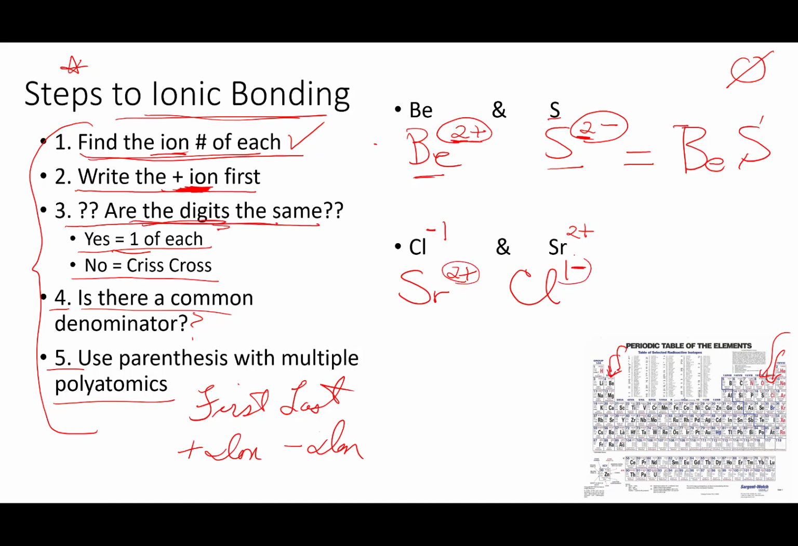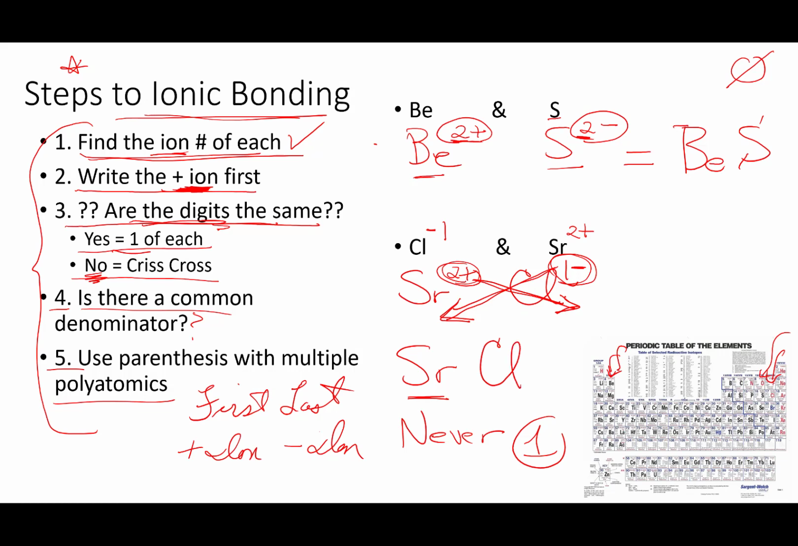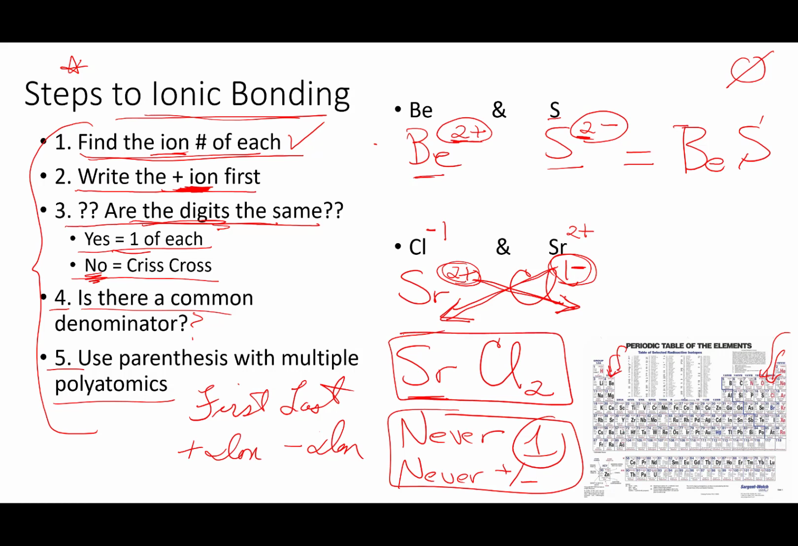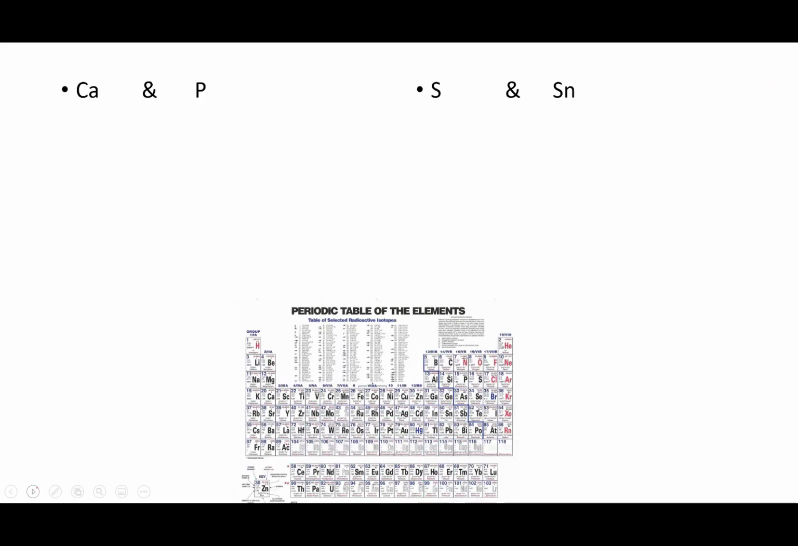This is a 2, this is a 1. So then we go to this option, crisscross. This crisscrosses down there, this crisscrosses down there. And so Sr, the 1 comes down, but we never, ever, ever write a subscript of 1. Never, ever do it, because strontium, the symbol, represents 1 atom. Then the 2 crisscrosses down there, chlorine, 2, and we never, ever, ever put a plus or a minus in the subscripts. So it's SrCl2.